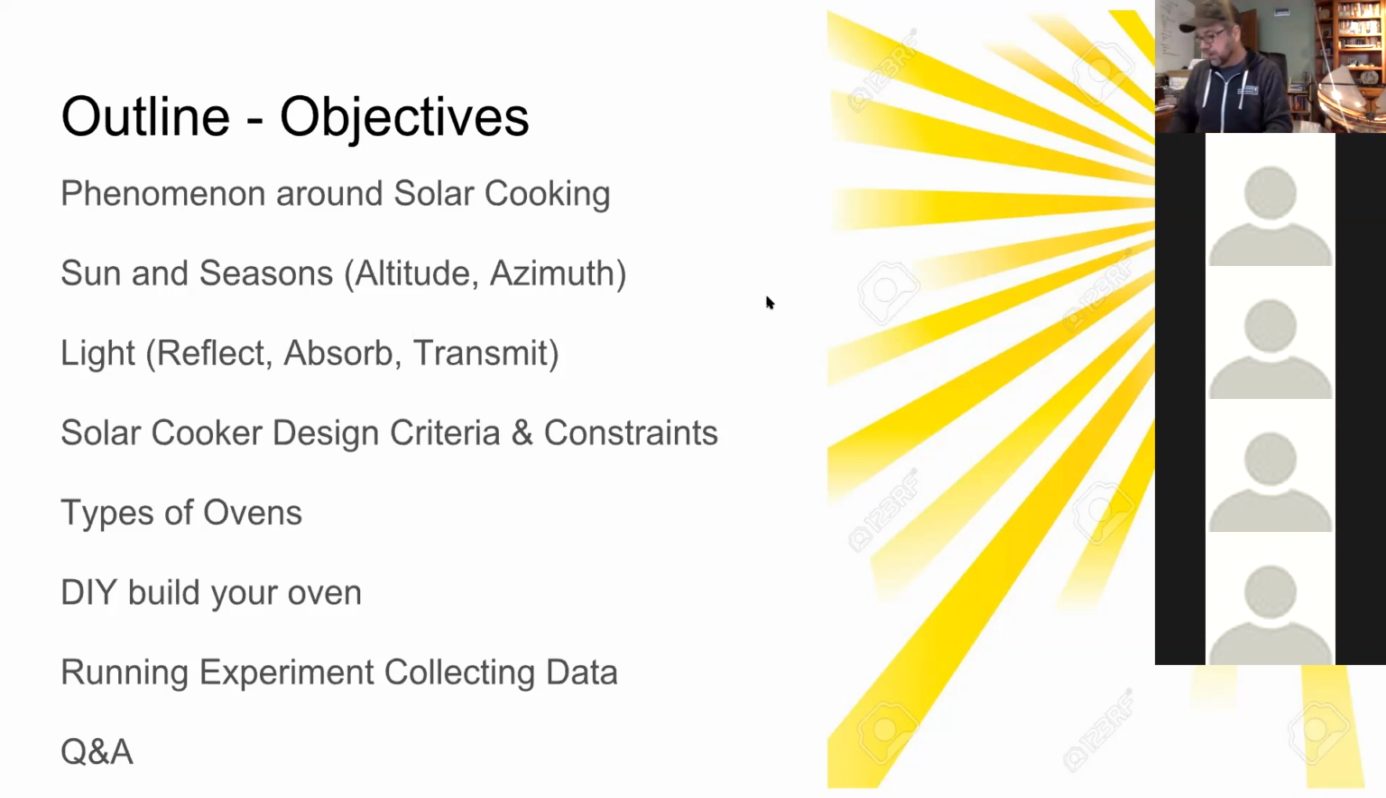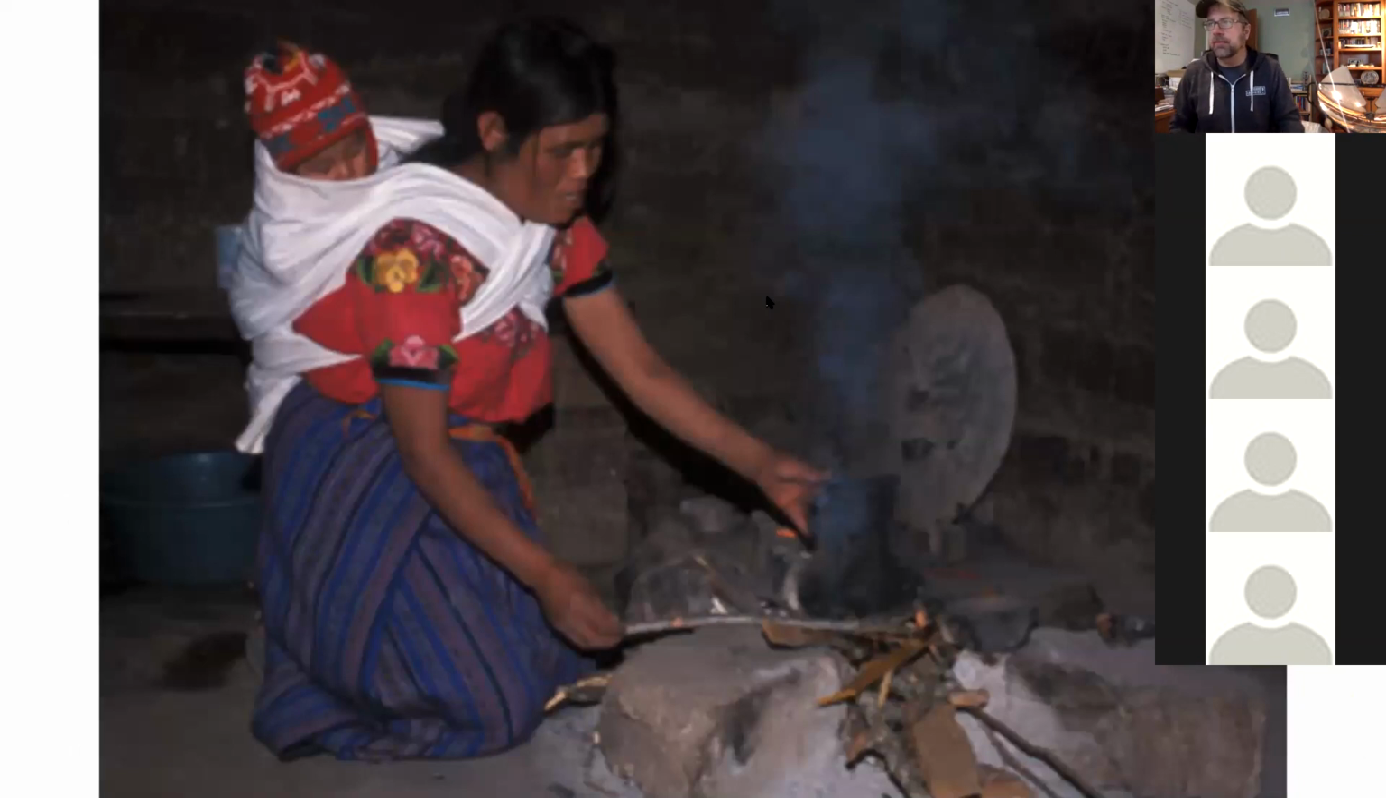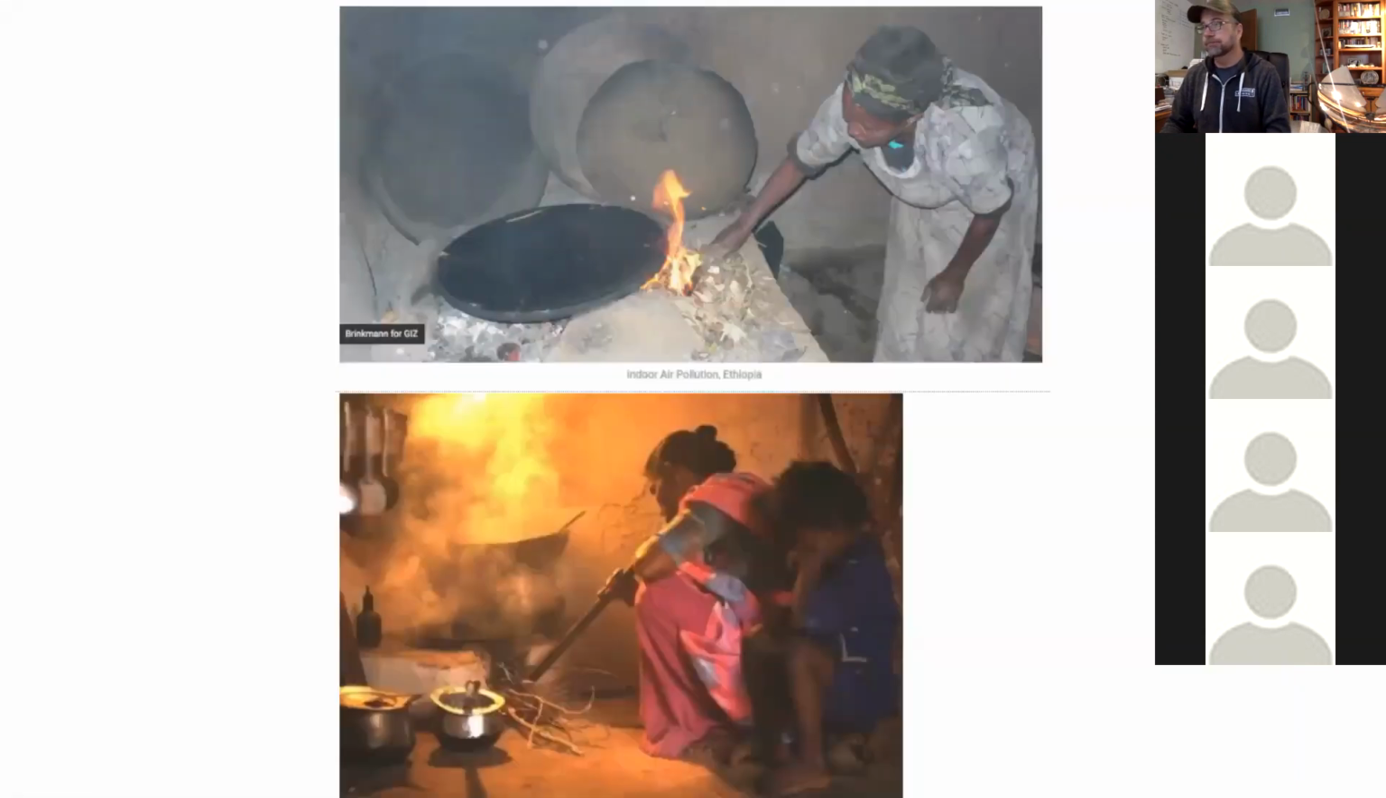So I'll go to my slides here. First, let's talk a little bit about the phenomenon that can be associated with solar cooking. About 3 billion people actually depend on wood to cook. A lot of times these are inefficient ovens, and they end up with a lot of issues with having smoke in contained rooms, and this can cause a lot of lung issues and really affects children and the elderly.